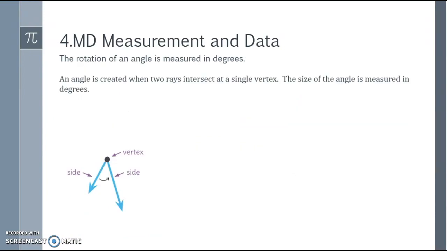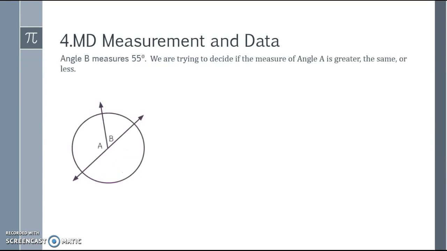The rotation of an angle is measured in degrees. An angle is created when 2 rays intersect at a single vertex. The size of the angle is measured in degrees. Angle B measures 55 degrees. We are trying to decide if the measure of angle A is greater, the same, or less. What do you think? Angle A is larger since its rotation is larger than angle B.